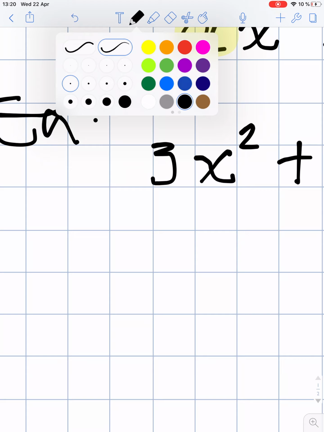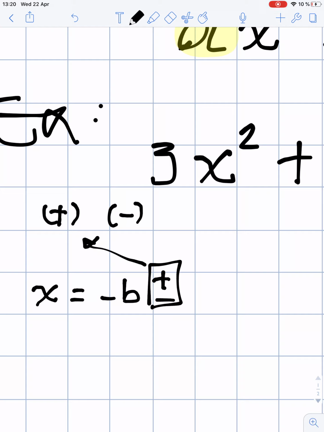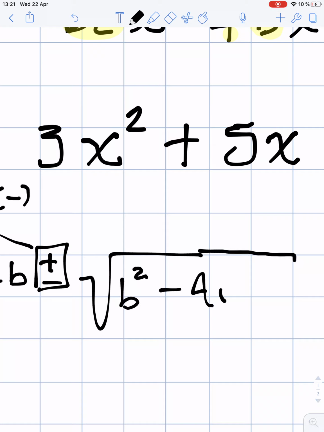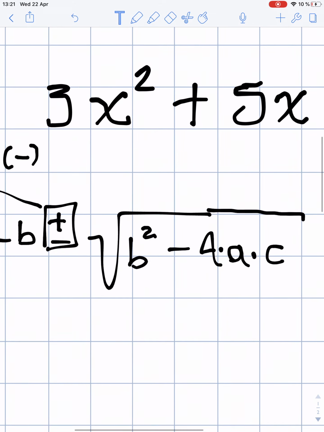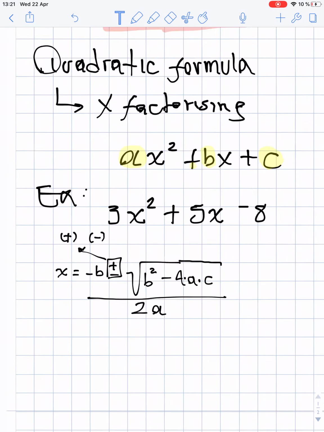And the formula is x equals minus b plus or minus. In this part, plus or minus is because you will have to do the expression using a plus in one and a minus in the other, okay? Plus or minus the square root of b squared minus 4 times a times c, all of this divided by 2 times a, okay? It is the quadratic formula.